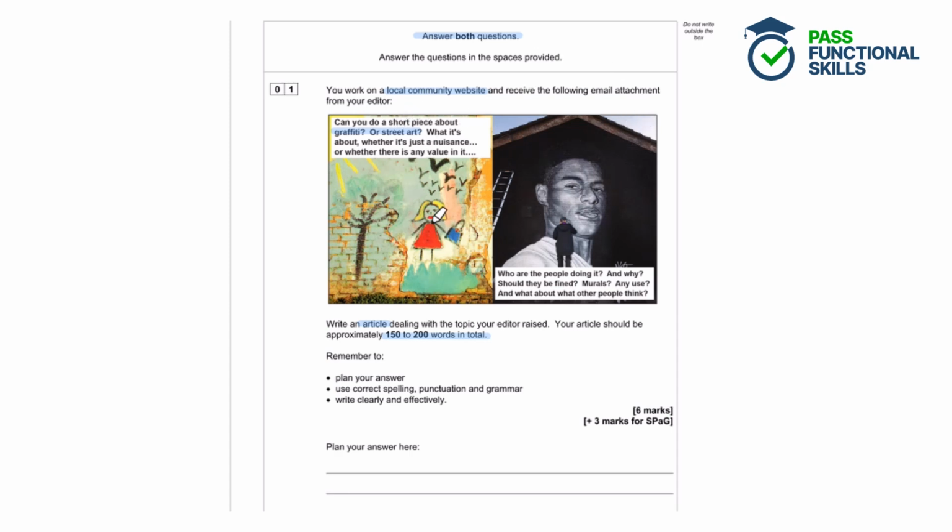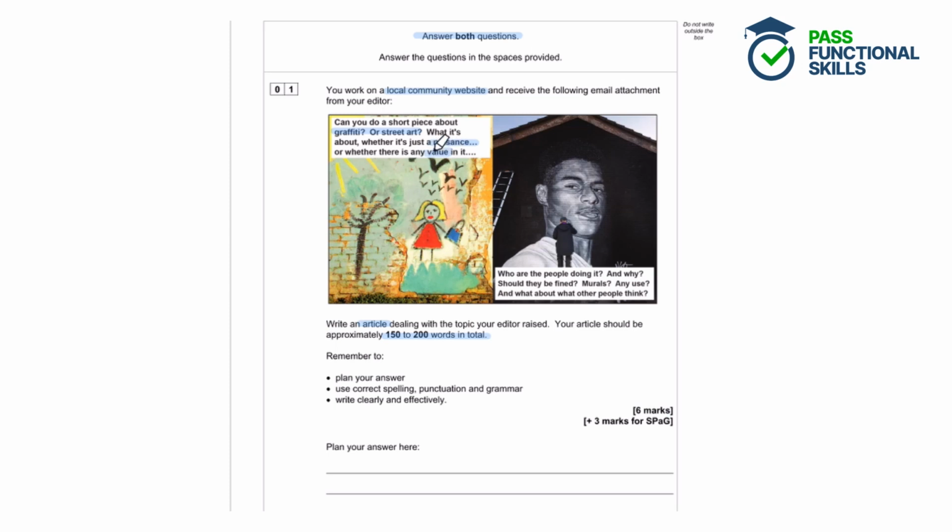If we're writing about graffiti or street art, we could consider whether we are going to call it graffiti or street art, because graffiti has quite negative connotations, whereas street art has quite positive connotations. We need to consider what it's about and whether it's a nuisance. So we need to include maybe opinions of different people from the community, thinking about if it could be considered a piece of art or a nuisance.